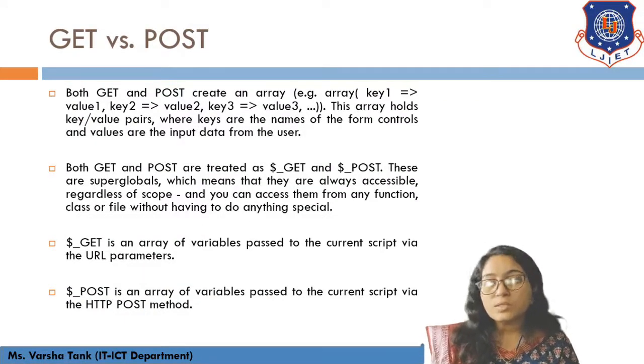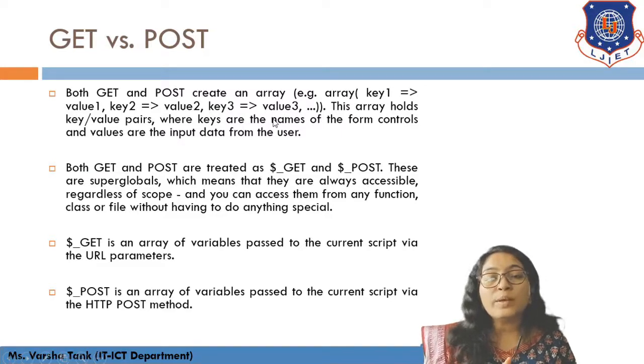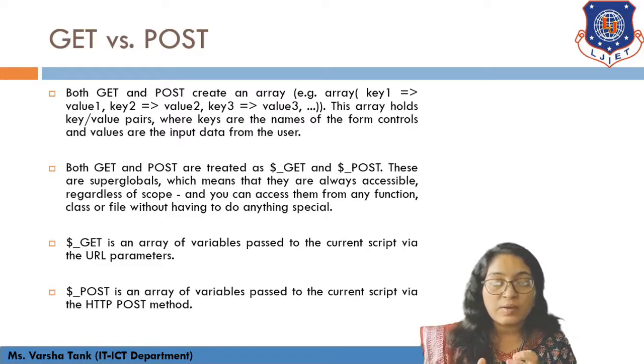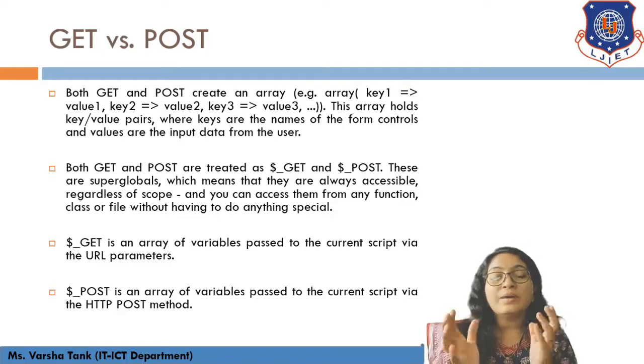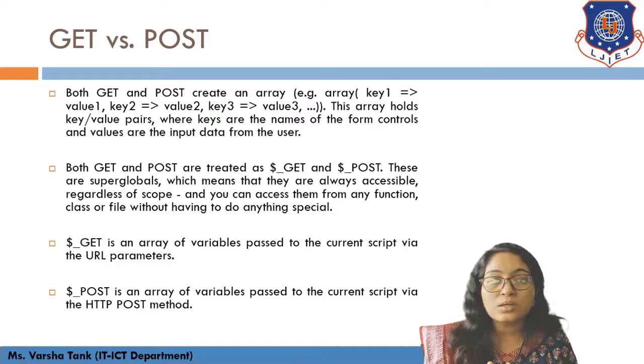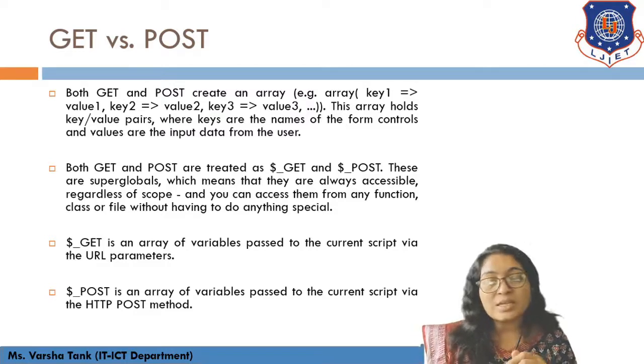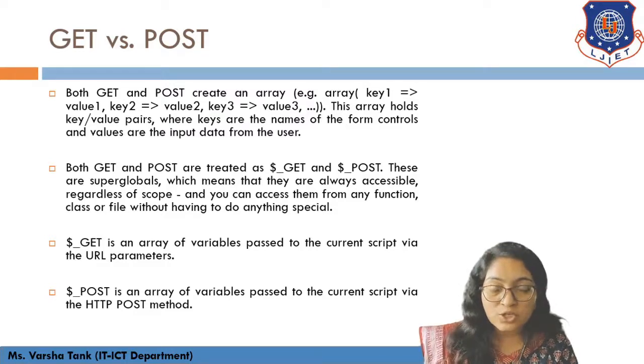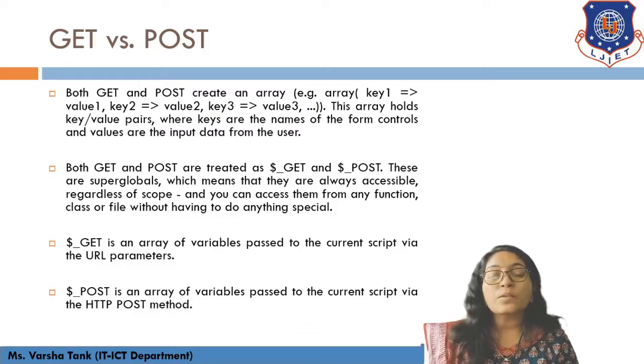Okay, get versus post. Both get and post create an array. For example, array key 1 value, key 2 value 2, and key 3 value 3. As I told you, whenever you are accessing the inbuilt facilities of PHP, that facility mostly uses the associative array. In the last lecture we also saw the browser detection. For that we used the associative array, if you remember. So that depends on the associative array.